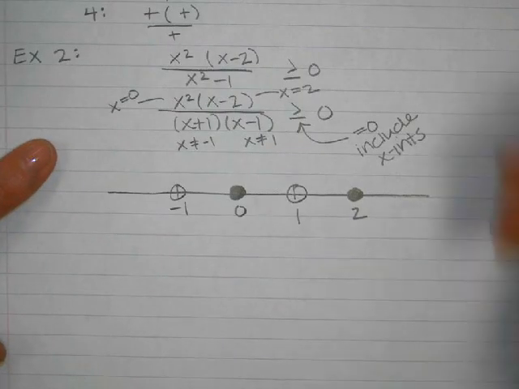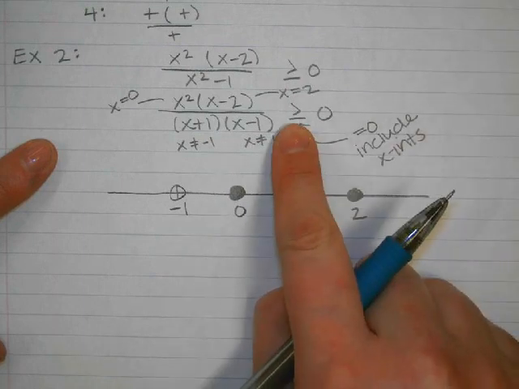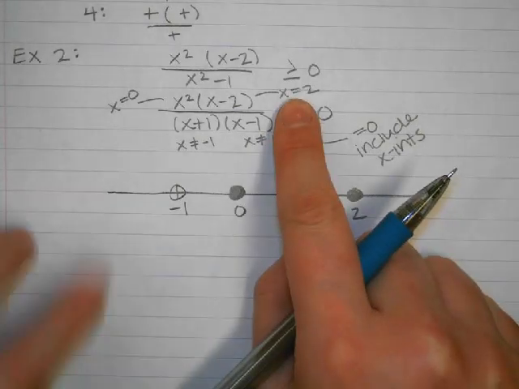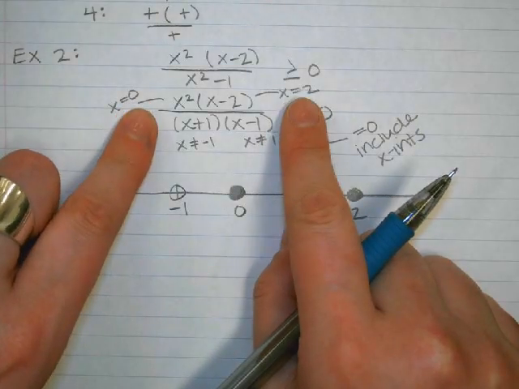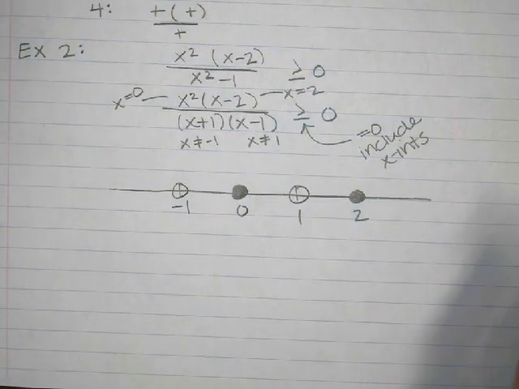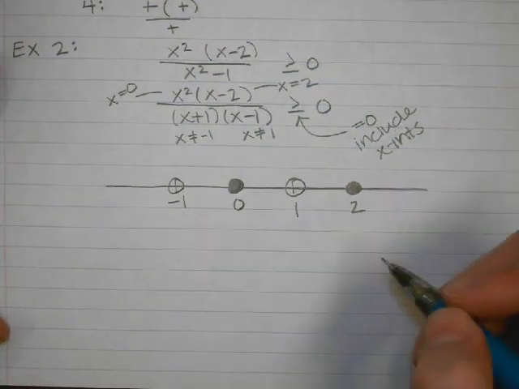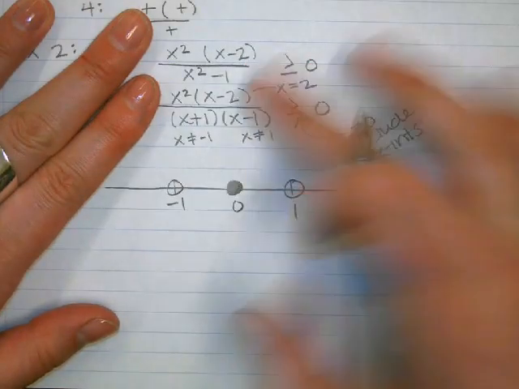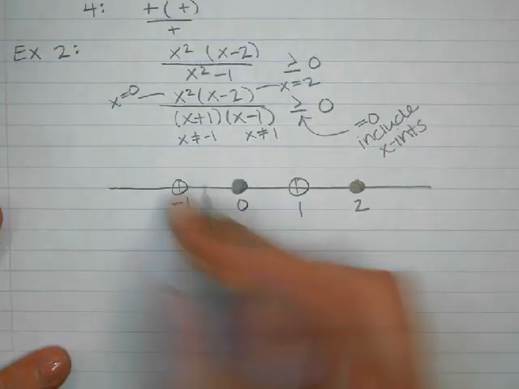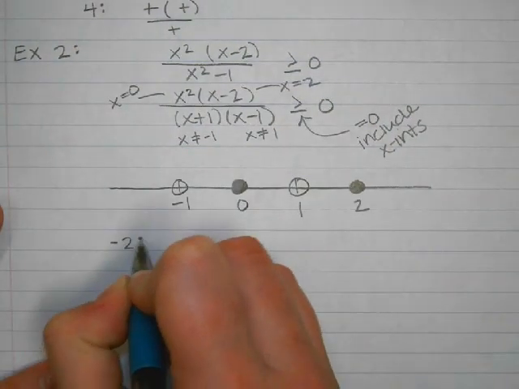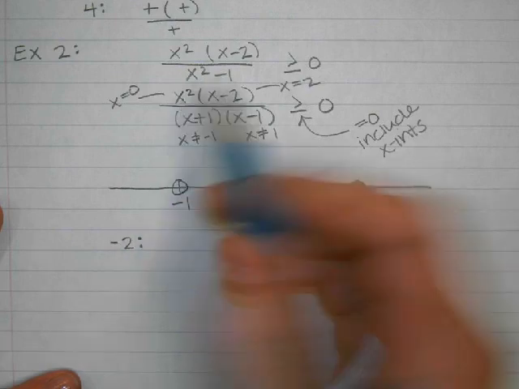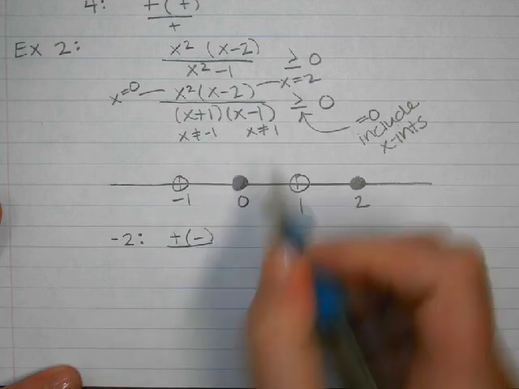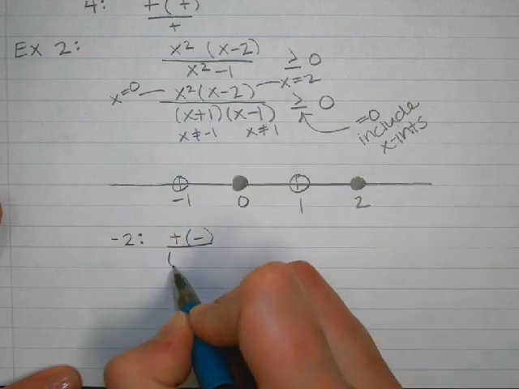All right, so the difference between this problem and the last problem is that this problem says greater than or equal to 0. And so that means I can include the x-intercepts, the things that made the top 0. Okay, so just like before, now I'm going to take this factored form right here and plug different values in from each interval. So a number to the left of -1 would be like -2. So -2 squared, anything squared, is positive. -2 minus 2 is negative. -2 plus 1 is negative.